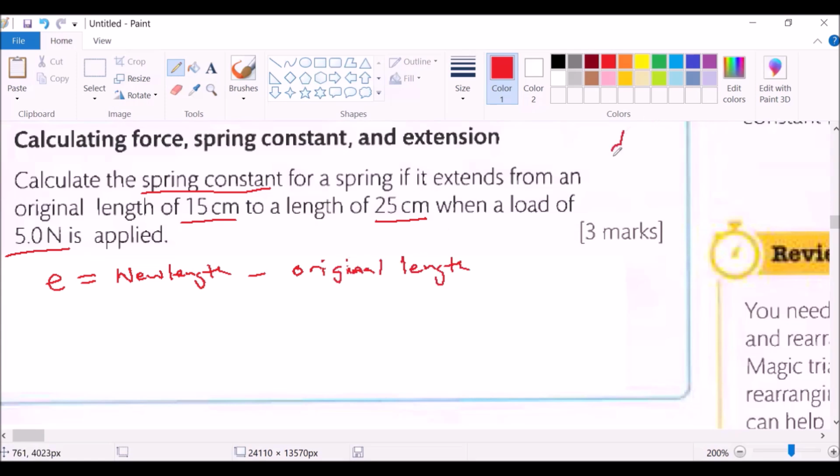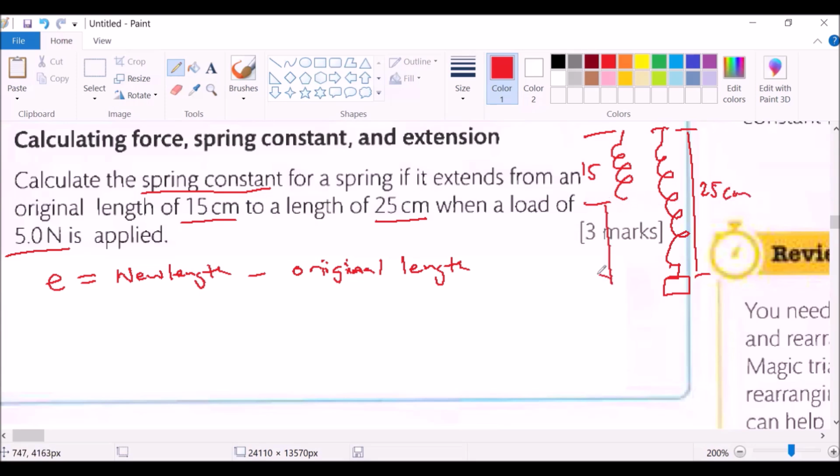We have a spring that is not loaded. Its length is 15 centimeters. Then when you load it, put a weight on it, its length is now 25 centimeters. So the extension, which is this length, is the 25 minus the 15. So we say 25 minus 15, which is 10 centimeters. But we want this length in meters, which is 10 over 100, which is 0.1 meters.